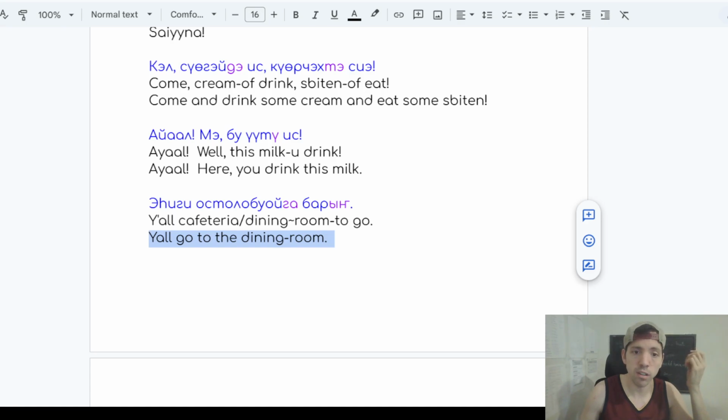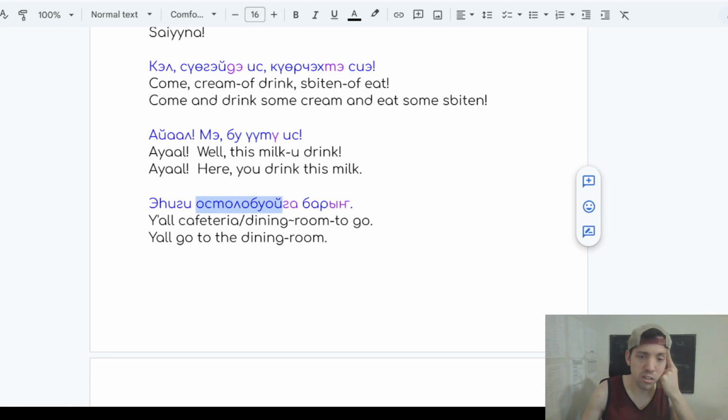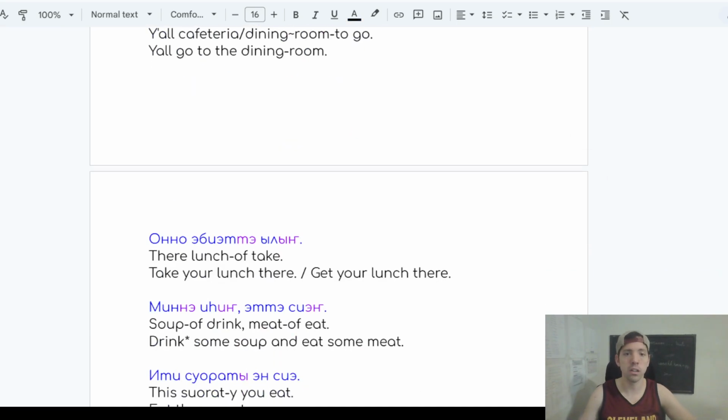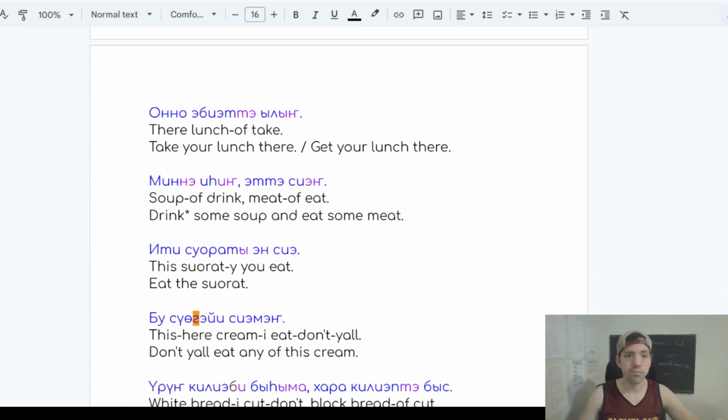I think this book translates ostual boy as cafeteria, but the dictionary says cafeteria or dining room. And when I looked up the word ostual boy, it had both pictures. So there might not be a distinction in Sakha, but if you're a native speaker and you're watching, you can tell me, is ostuala boy more often one or the other, or does it really just depend on context? I think it depends on context, but again, let me know if you know.